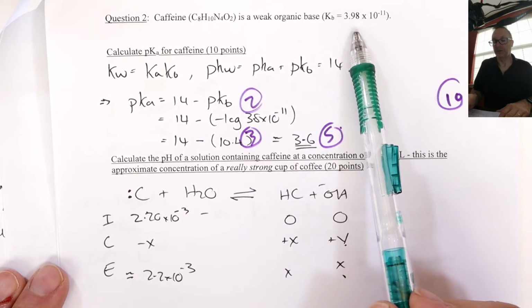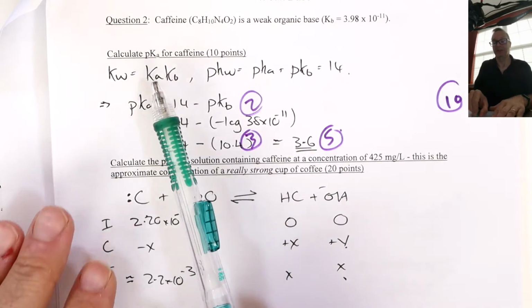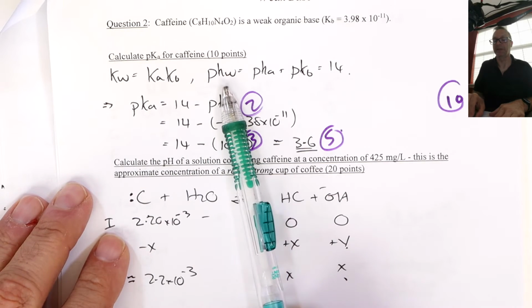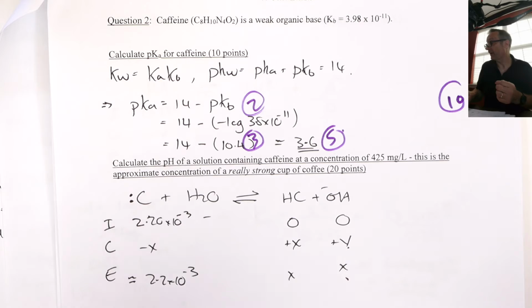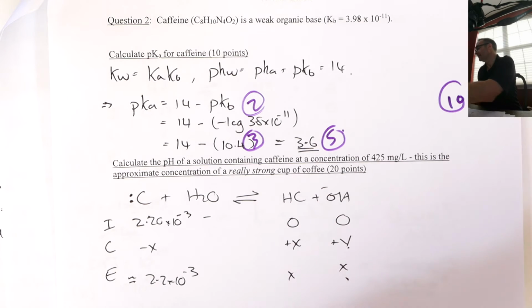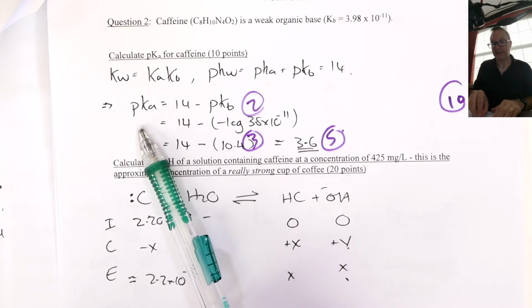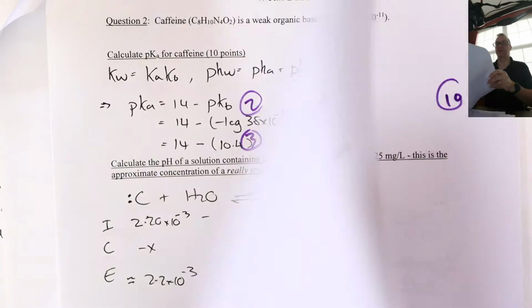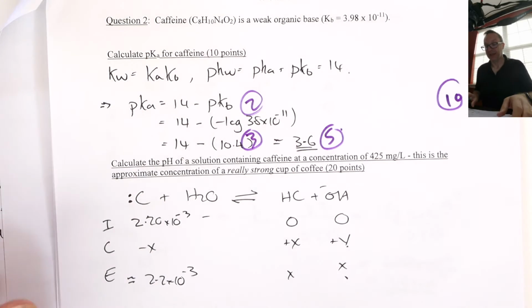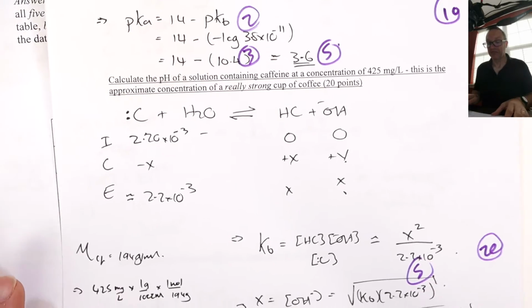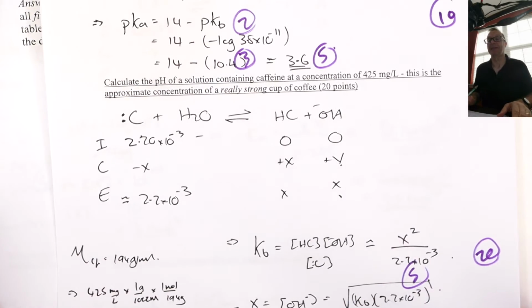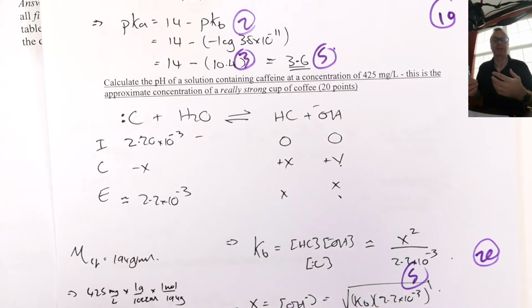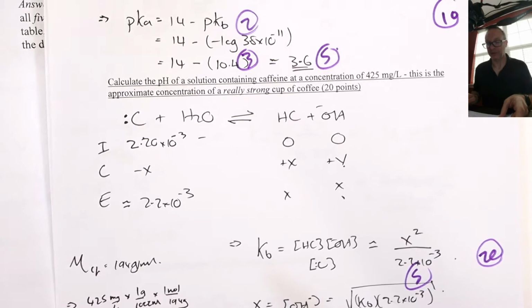I did ask you to work out pKa. Obviously you could use either Ka, Kb as Kw, and go from there, or pKw as pKa plus pKb. Either version's fine. I did the pKa version here, and on the other one I did the Ka version. So just pick whichever one you went for. Now, a really strong cup of coffee has about 425 milligrams per liter. We did have Kb up here, so it's going to be a base. You could have flipped the equation and done it as an acid if you wanted to, but it was set up as a base. I think most of you did the base one.